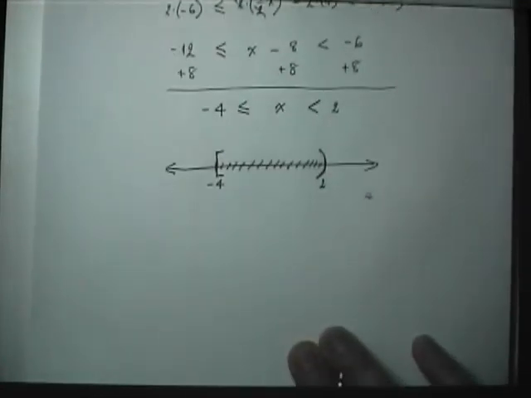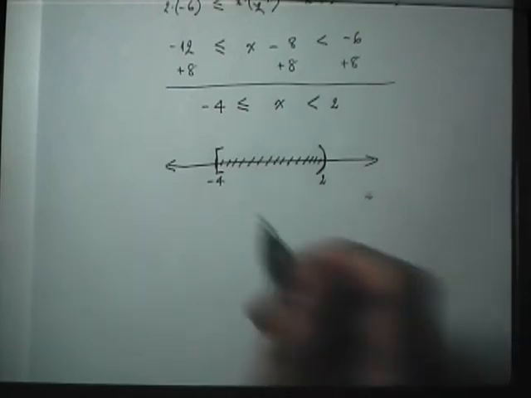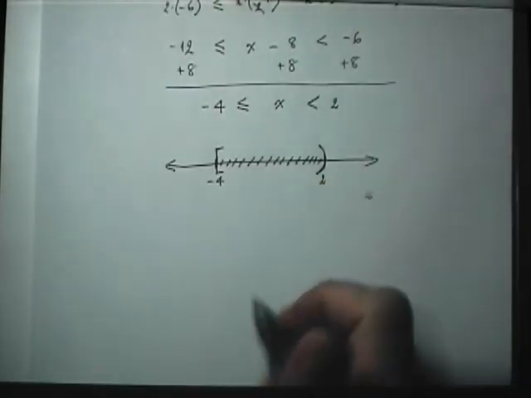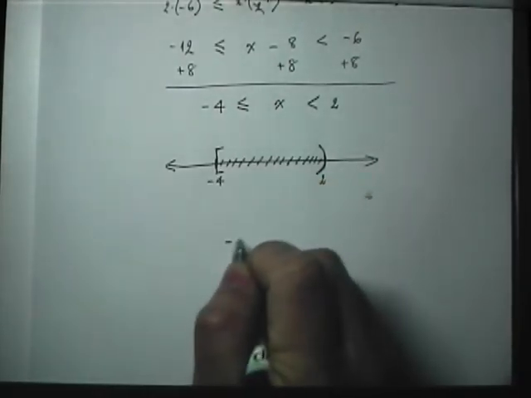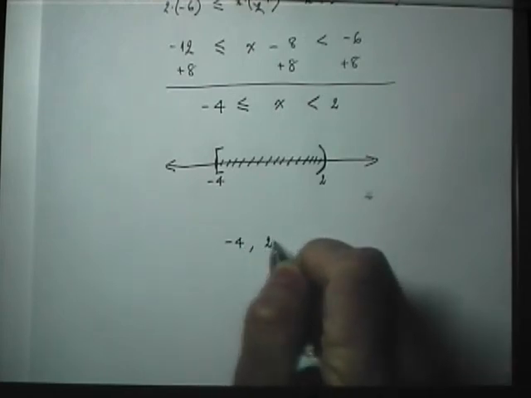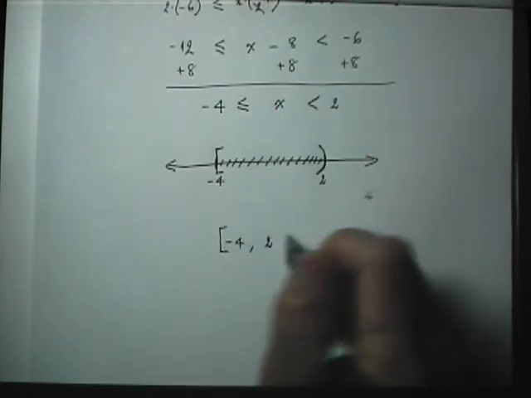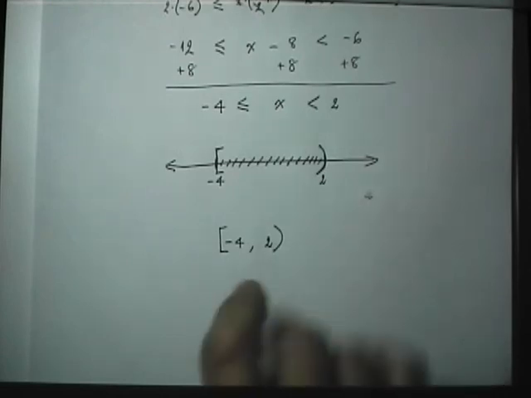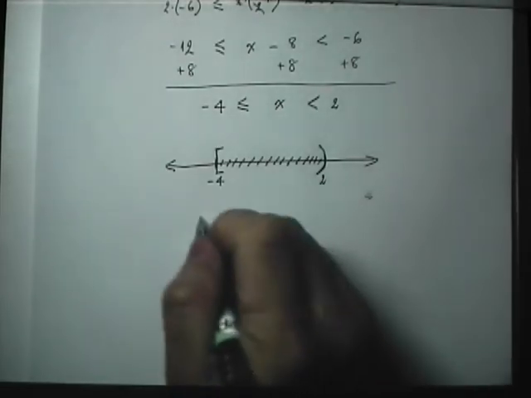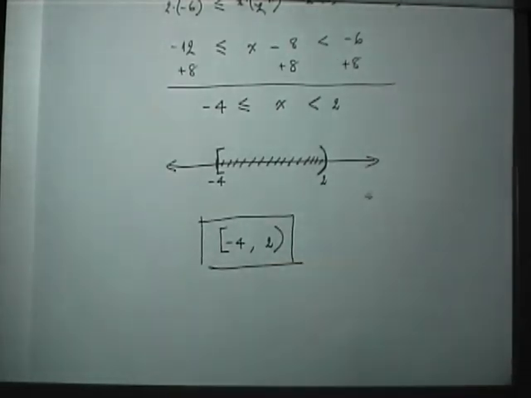That's how I graph my solutions, and translating that graph into interval notation, what I have is the lower end and the higher end, a bracket on the lower end, a parenthesis on the higher end, and a comma between the two ends. That's how you express your final solution in interval notation.